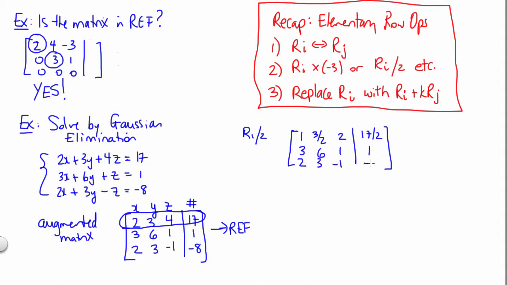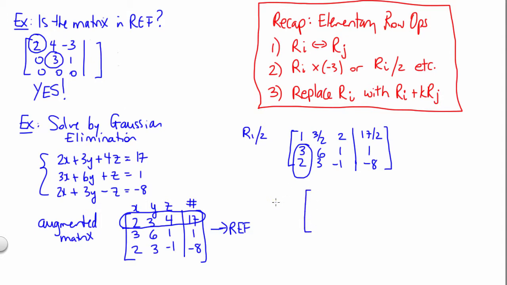And I like to double check my work at each step. So yes, we've divided through by 2 correctly there, and yes, we've recopied those bottom two rows correctly there. So that looks great. Now our next goal is to get zeros in the rest of that first column. So we want to eliminate the 3 and the 2 here in that first column. To eliminate those, we're going to use the third type of elementary row operation.